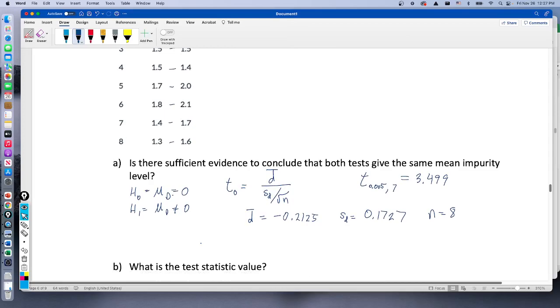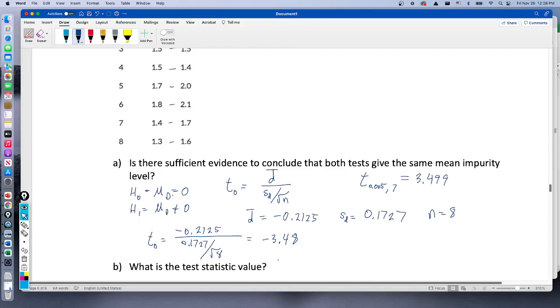What is our test statistic? So D bar is negative 0.2125. The standard deviation of the difference is 0.1727, divided by the square root of 8. And if you calculate all this, you should get negative 3.48.